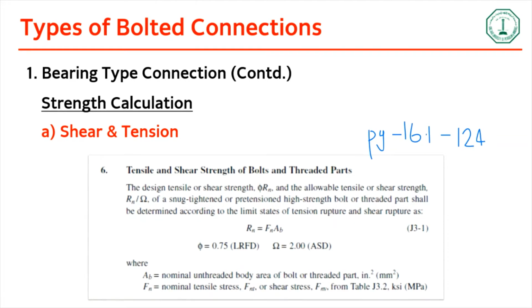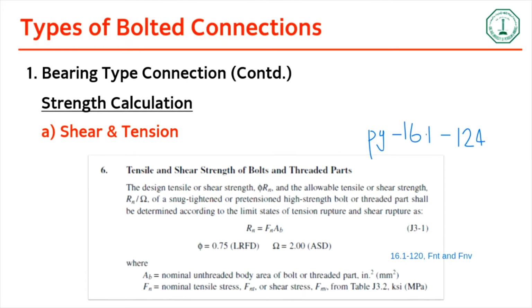Is that clear? Where is Fnv? It's given on that table, on page 120. In the table we have three columns. The first one is the description of fasteners. You see that there are two groups, group A and group B. In group A, there are two types. The first one is A325N and the second one is A325X.